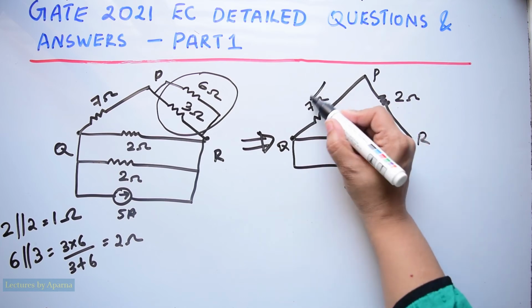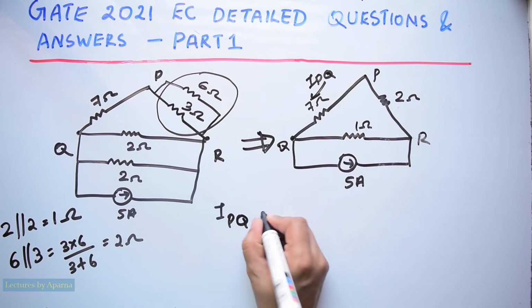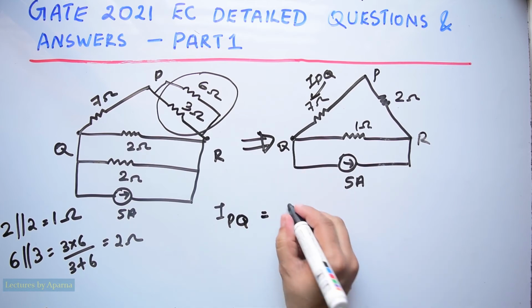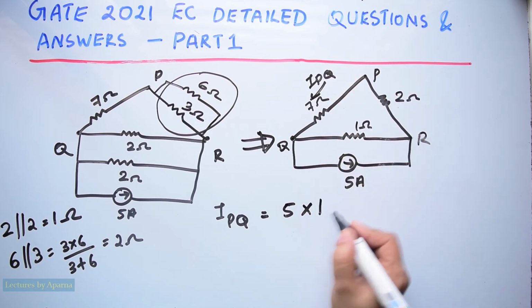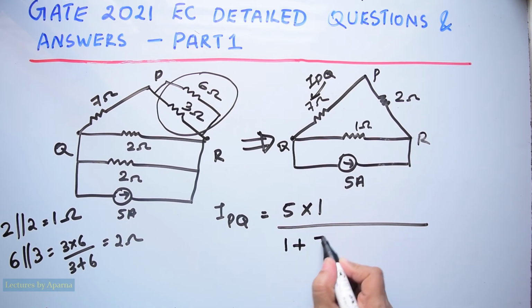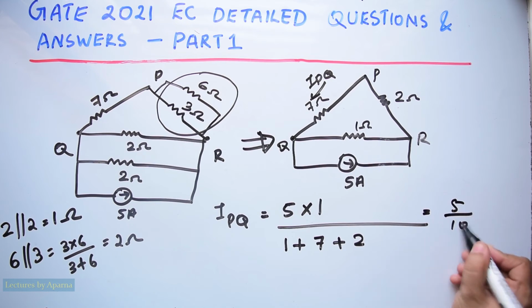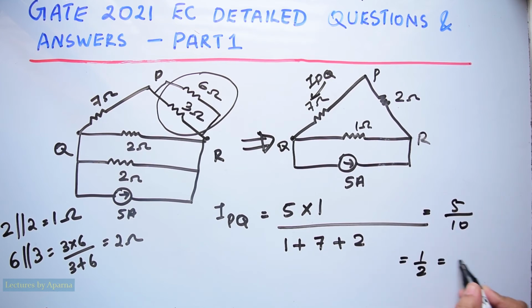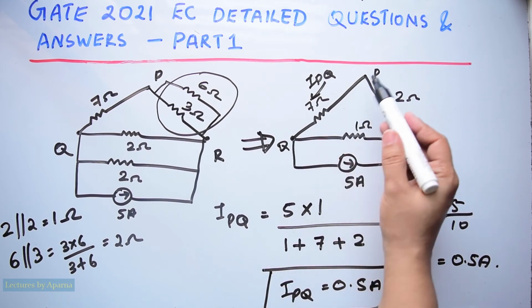We have to find current IPQ. IPQ is equal to total current 5 ampere into resistance in other branch, that is 1 ohm, divided by total resistance, that is 1 plus 7 plus 2. We can write this as 5 by 10. This is equal to 1 by 2, or that is equal to 0.5 ampere. So answer is IPQ equal to 0.5 ampere. So we got the current in the branch PQ.